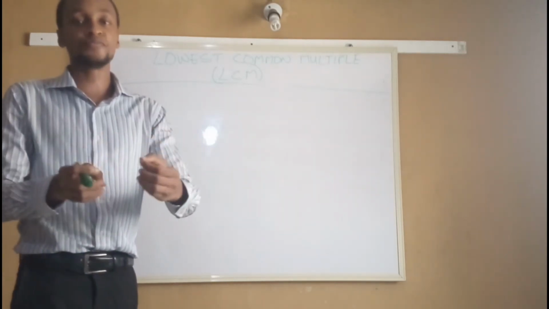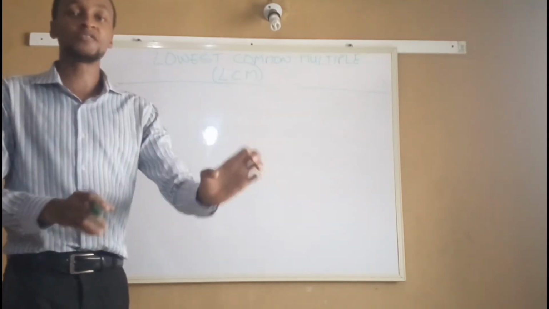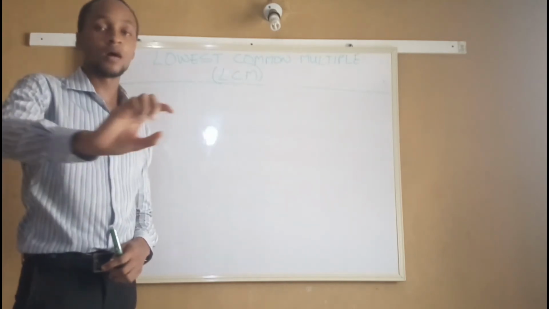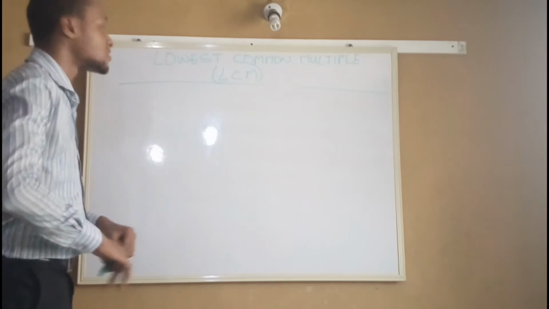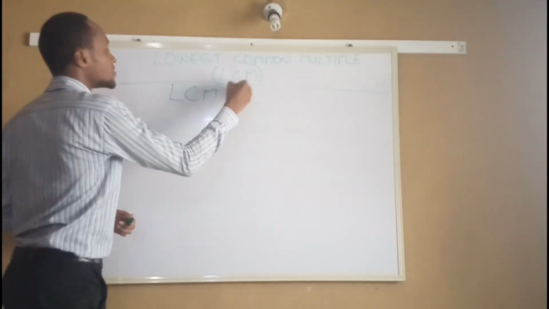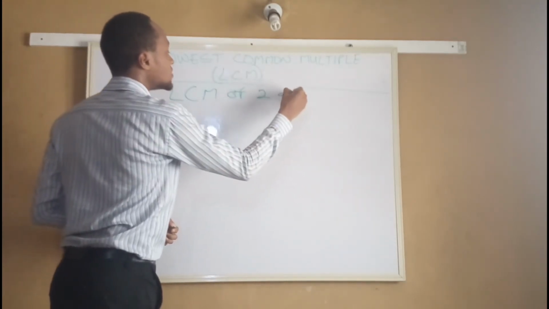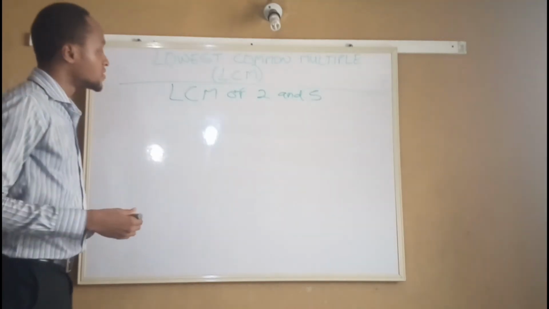Now, common multiples are obtained from having a set of numbers whereby the common multiples are picked out, and you pick out the lowest common multiple among those numbers. For example, let's look at two numbers. LCM of 2 and 5. LCM of 2 and 5.